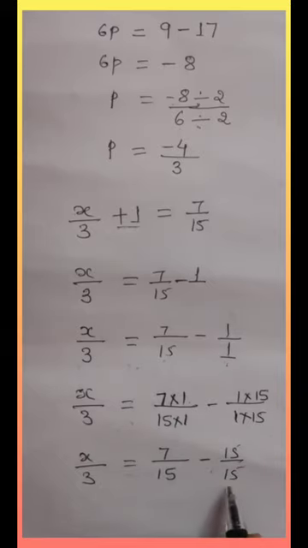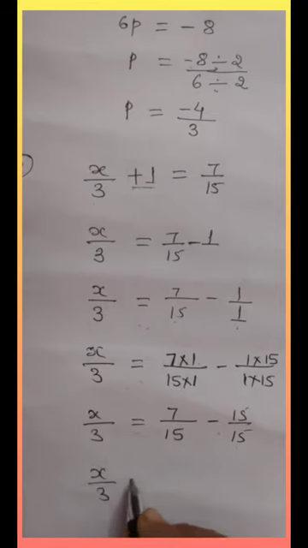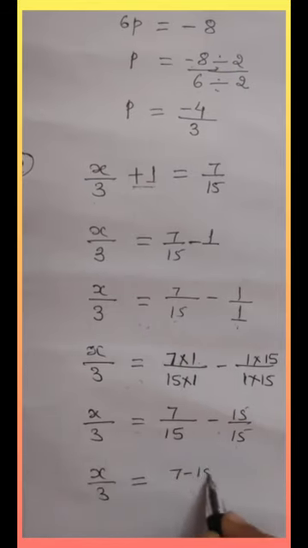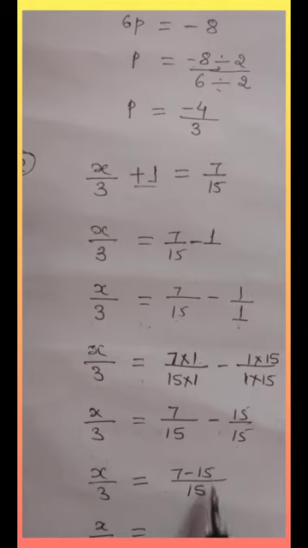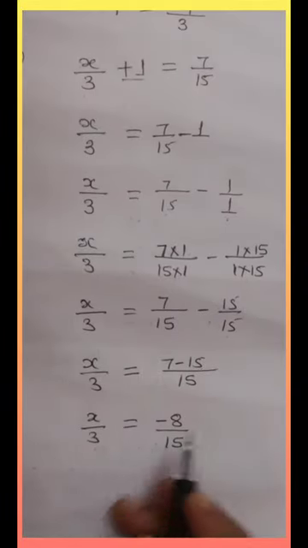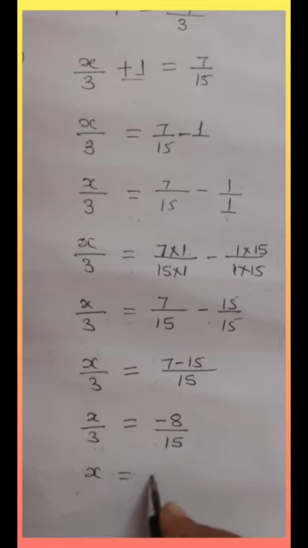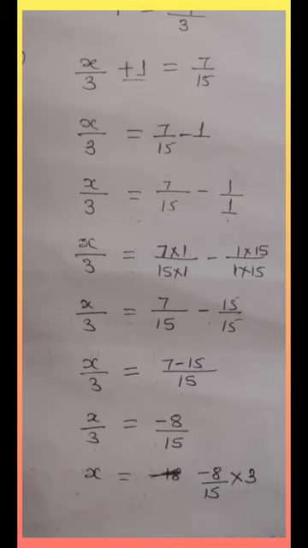In this case, since the denominators are same, we can add or subtract the numerators. Here it is subtraction, and since the denominator is same, we write it once. x upon 3 is equal to 7 minus 15 is negative 8 upon 15. Now this 3 which is dividing here, we have to transpose to the right hand side, and it will change to multiplication. So negative 8 upon 15 multiplied by 3. 3 1s are 3, 3 5s are 15. Therefore, x is equal to negative 8 upon 5.